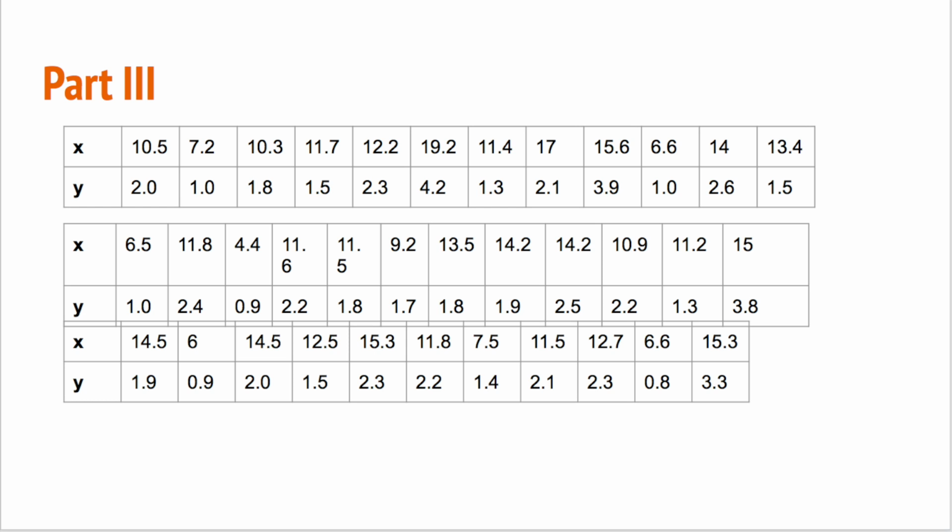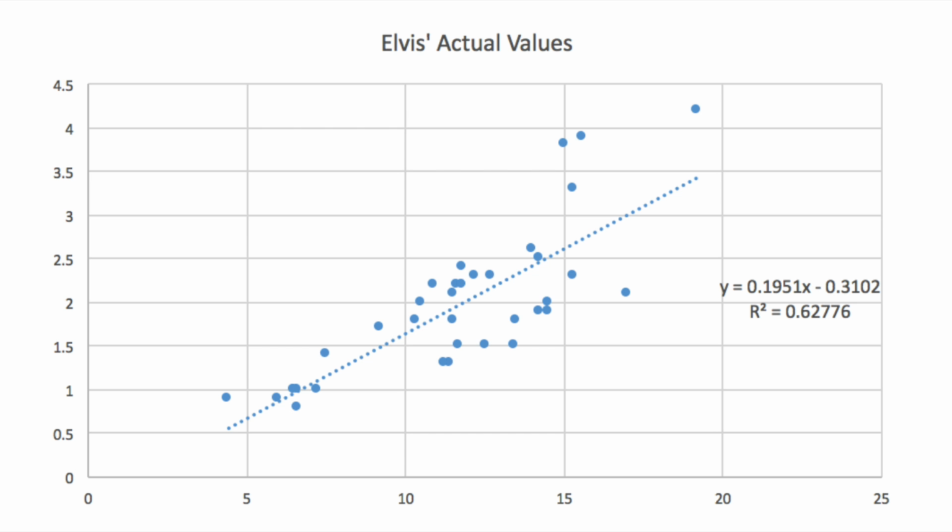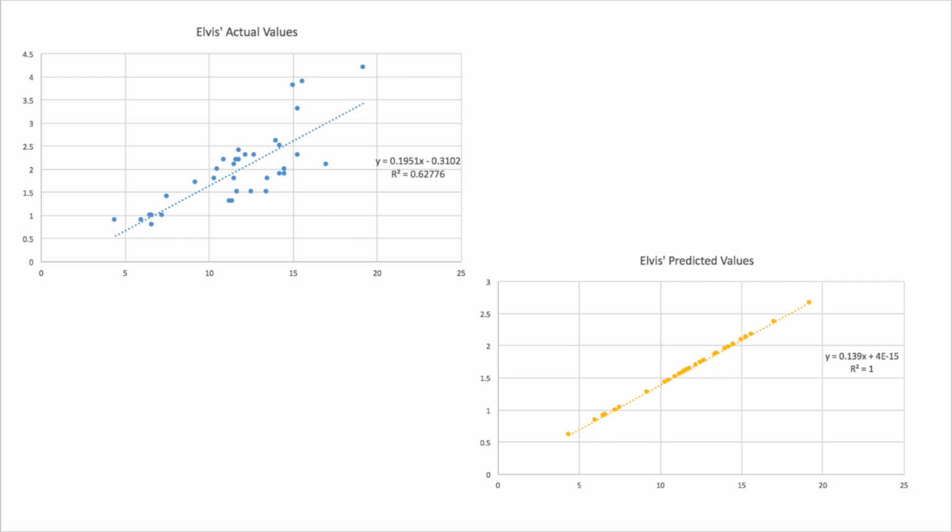In part 3, we analyzed 35 pieces of data from Pennington's experiment to test Elvis's running and swimming times to retrieve a ball in the water. After plotting these on a scatter plot, we see that his line of best fit is y equals 0.1951x minus 0.3102.